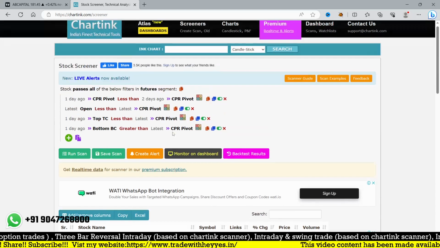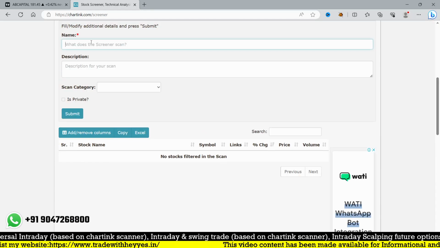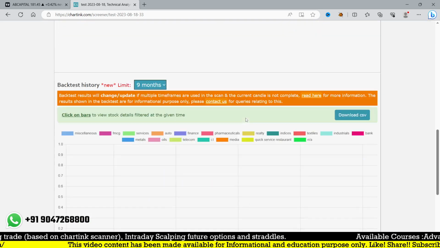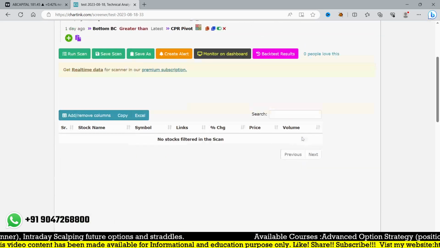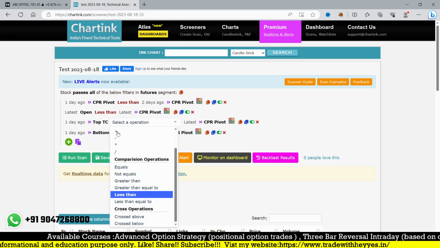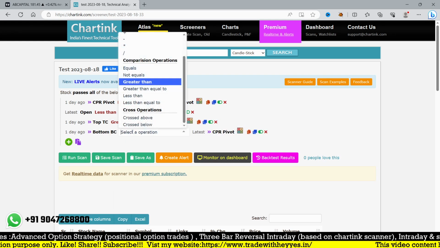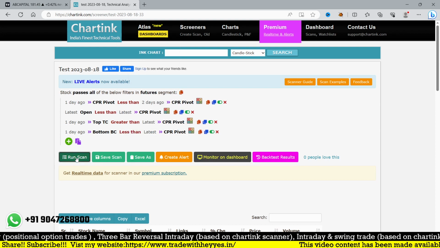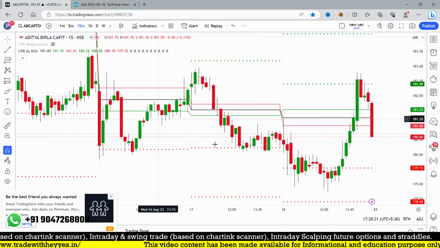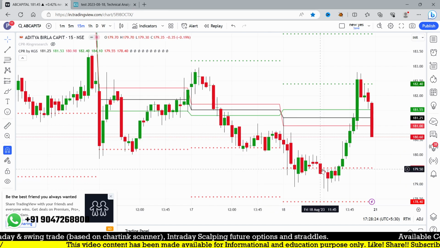I think we don't get any stocks, so let me see if this is a test. Okay, so let me check this back test. We are not getting any stocks. Why? Because the TC always became greater than. So that is what is mainly important. So we will go for less than here if you are back testing. So we have three stocks. It's perfect stocks which you are looking for a trend reversal on the S1 level.